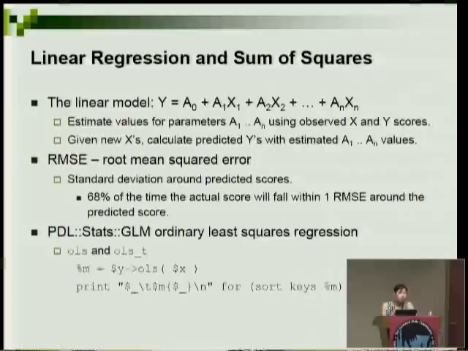The root mean square error is what we use to measure how good a fit you have. What RMSE is, people don't typically think of it this way, but it actually simply is the standard deviation around the predicted score. Now, given that it's a standard deviation, we know z-scores, right? So z-score, we know the probability.